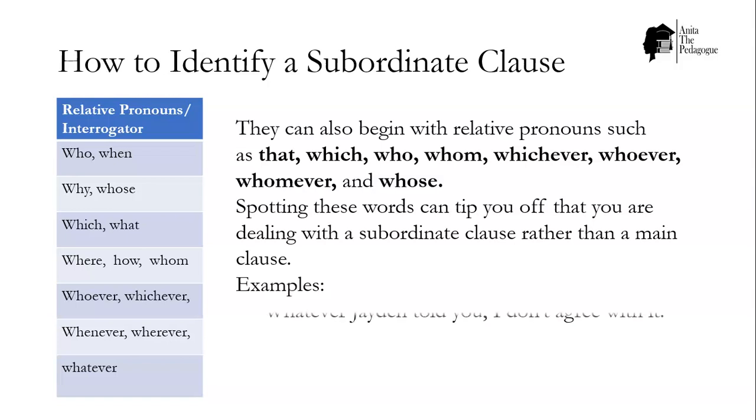Let's look at some examples. Whatever Jaden told you, I don't agree with it. So here we find two clauses. Now how do we identify our subordinate clause? We try to see if we can find an interrogator or a relative pronoun beginning it, and that is whatever Jaden told you. Again, this does not make a complete thought, so it is a subordinate clause.